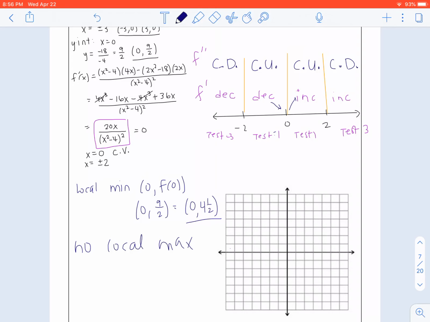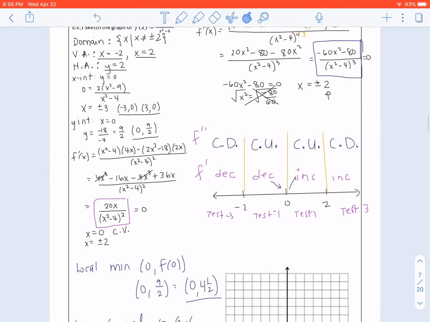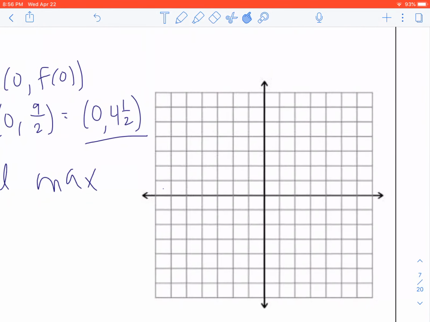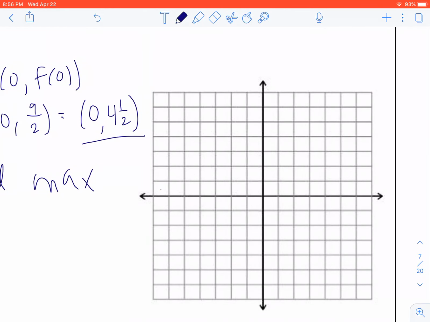So on here, we have a bunch of stuff to put on our graph. The first thing is, if we look back up here at the top, I'm going to put in my asymptotes. I have 2 vertical asymptotes and a horizontal asymptote, and I'll also put in my intercepts and local min. And we show vertical and horizontal asymptotes with dashed lines. So I'll go ahead and put those in at +2 and at -2. And then we have a horizontal asymptote also, and our horizontal asymptote was at +2.